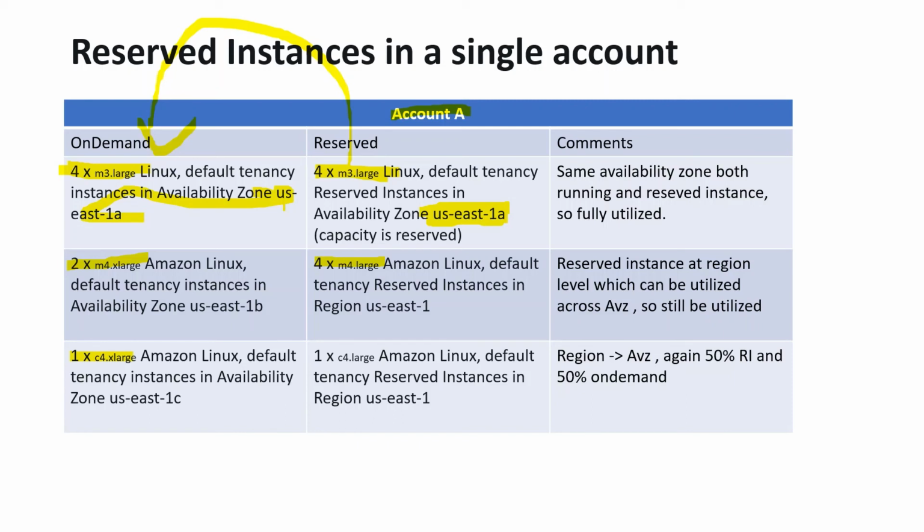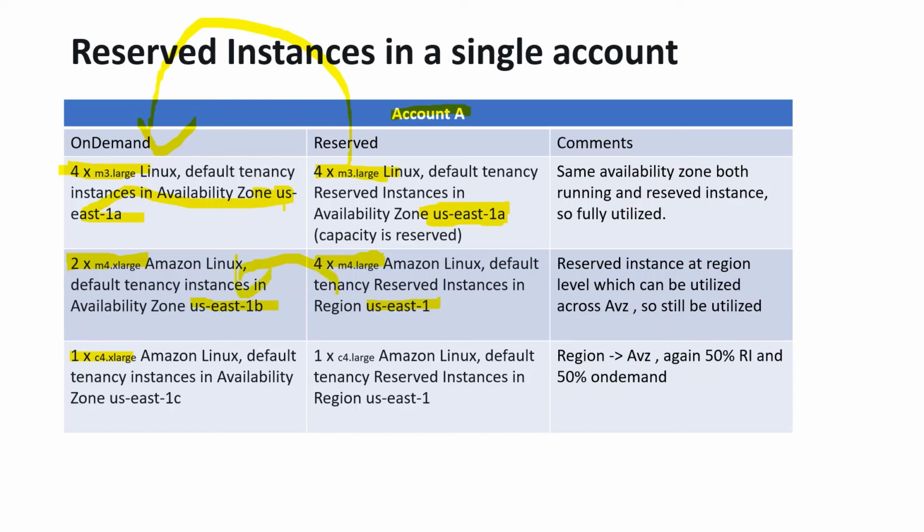And in the second example, there are 2 by m4.xlarge. Here it's 4 by m4.large. Based on the normalization factor, 2 m4.large is equivalent to 1 m4.xlarge. So all the 4 m4.large will be used for 2 m4.xlarge. Okay, and here if you look, this is at the region level. If you are doing the reservation at the region level, you can apply it on any availability zone. So no issues here.